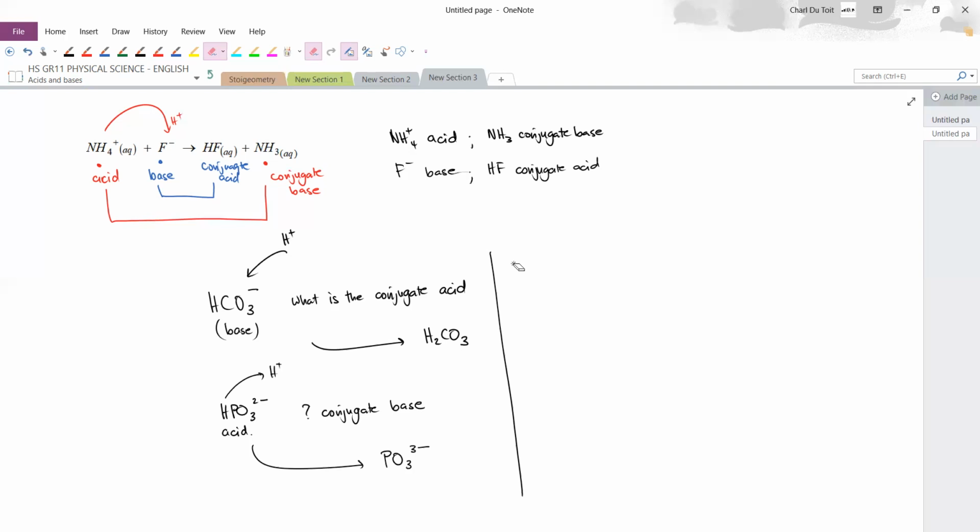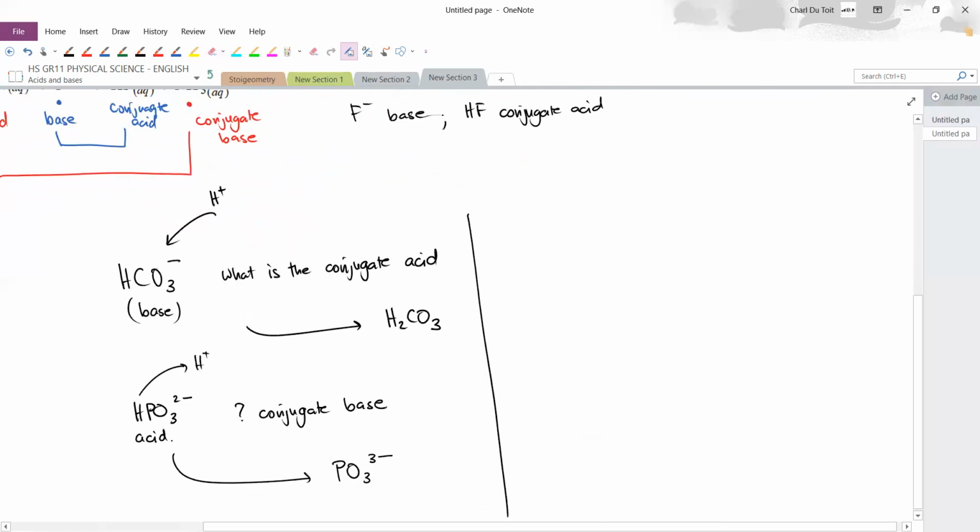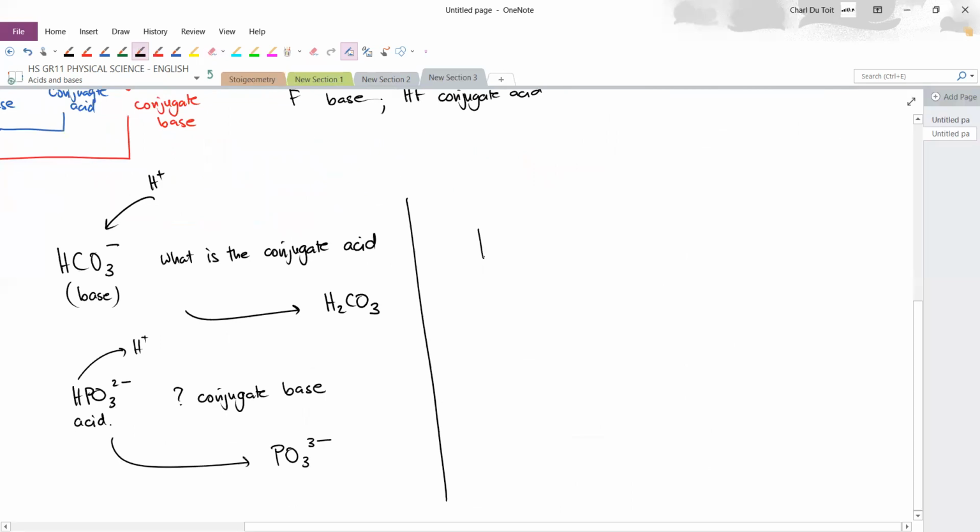Yes, I'm done. So look at this. If I gave you exactly the same example, HCO3 minus, and I ask you what the conjugate base is, then this one is an acid. That acid will donate a proton, and it will become CO3 2 minus. That is the conjugate base.